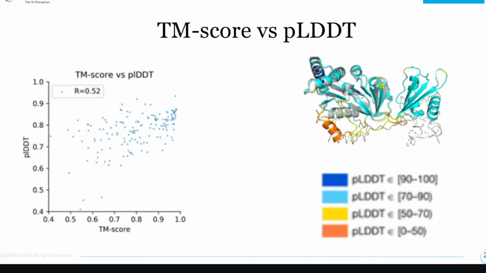The Pearson correlation between the TM score and pLDDT score, taking the average of all these data points, shows as 0.52, which means that the correlation is pretty low. It's pretty low, which means that this is a low quality metric that cannot be used to distinguish between alternate conformations. So you cannot distinguish between alternate conformations with this particular score.